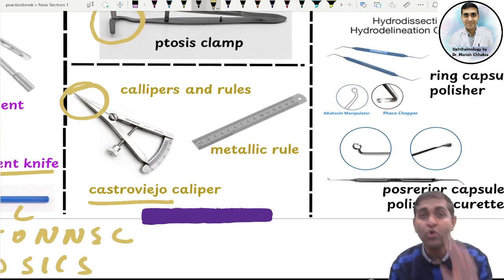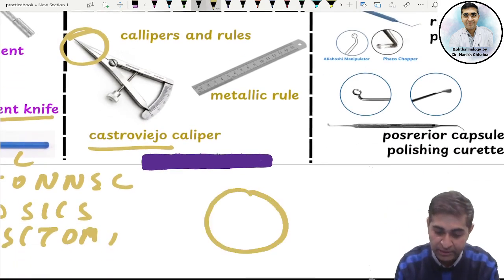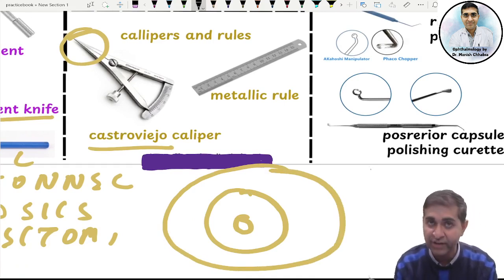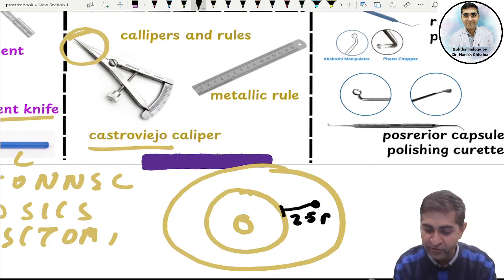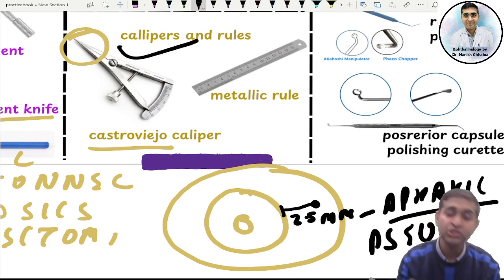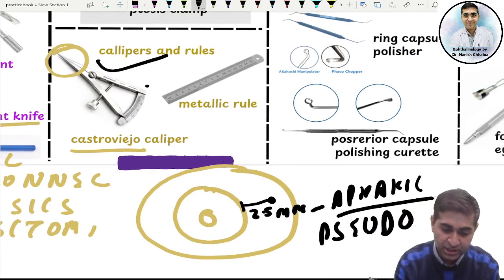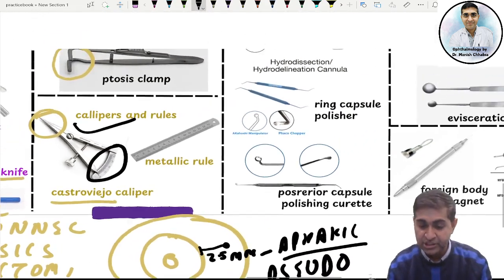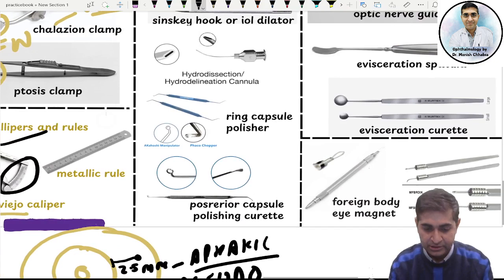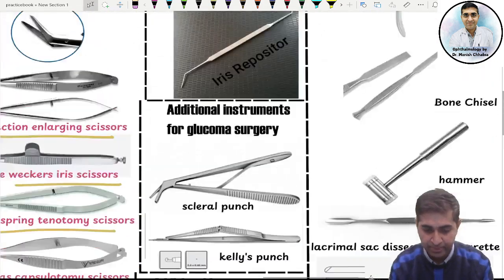Calipers, one is Castroviejo caliper. Suppose this is your eyeball, and you want to give an injection intravitreally, and this is your limbus. So you measure the distance. It has to be 2.5 mm if the patient is aphakic or pseudophakic. This is used to measure the distance. There is a scale here. Just giving you an example. All right, let's move forward.